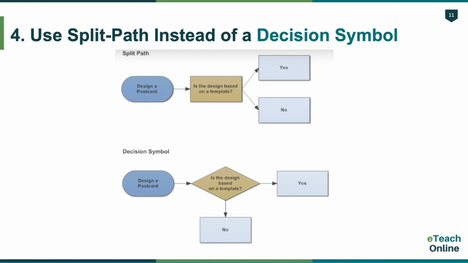Number 2, most users don't understand the meaning of various symbols, so the introduction of a diamond shape is distracting. And number 3, most creators of flowcharts are also unfamiliar with the conventional symbols. Thus, using them randomly creates confusion. The use of a split path eliminates all 3 of these problems. It continues the left to right process flow, and it's easy to understand without explanation. Here's an example of showing the same process using a split path versus a traditional decision symbol.